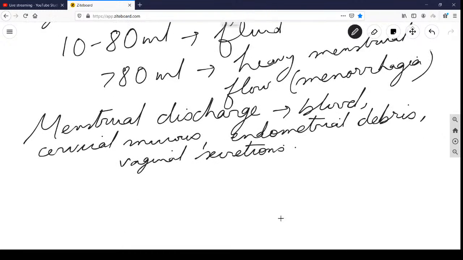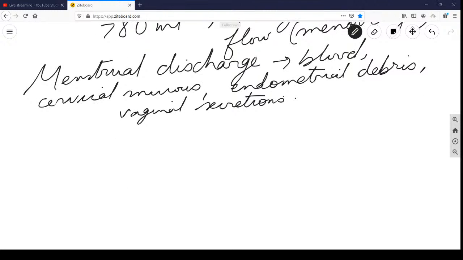Okay. So those things it contains. Now, the debris from the endometrium is quite thick and is often mistaken for blood clots. Actually, the uterine blood initially clots, but then it liquefies and leaves the body in the form of menstrual flow.